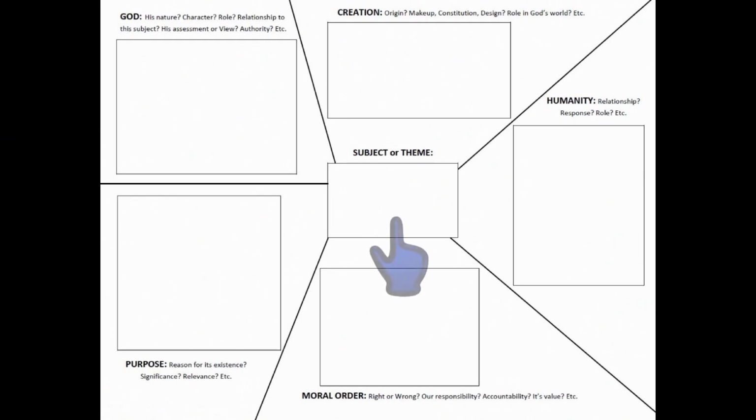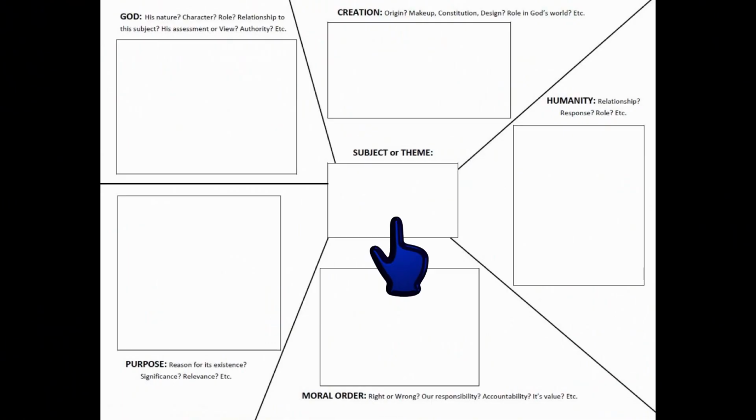So, what you want to do here is to identify a subject or a theme. Now, I'd like you to identify a subject or a theme that you're going to be teaching, or if you have kids, if you want to talk about it around the dining room table, to put that subject matter or theme in the center box.